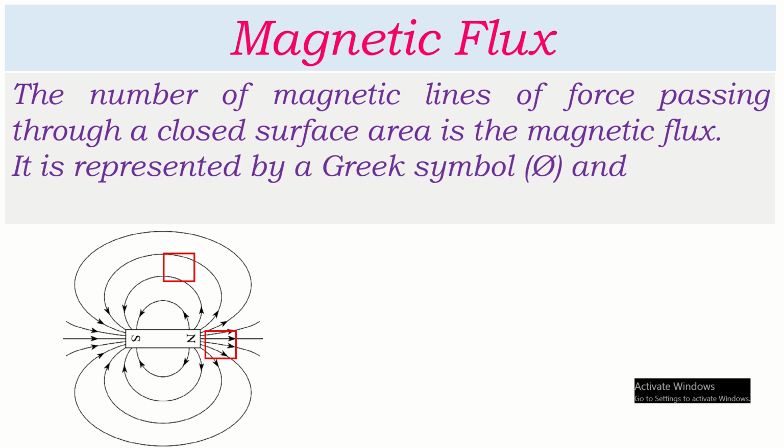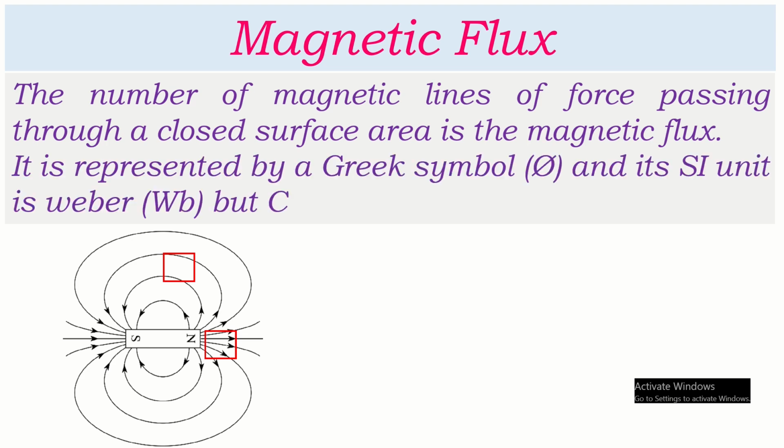Okay. Now let's talk about the symbol and its unit. Magnetic flux is represented by the Greek symbol phi and its SI unit is Weber, symbol Wb, but the CGS unit is Maxwell. This is a very simple understanding about magnetic flux.